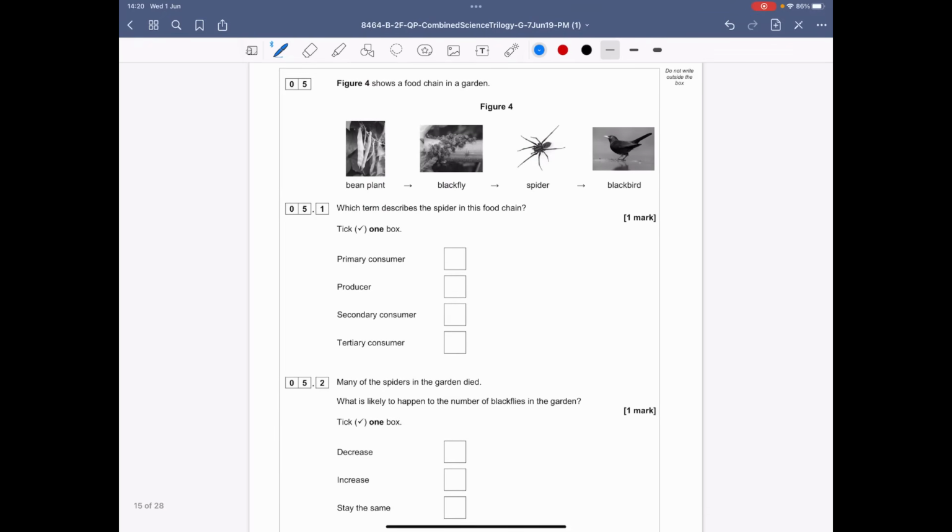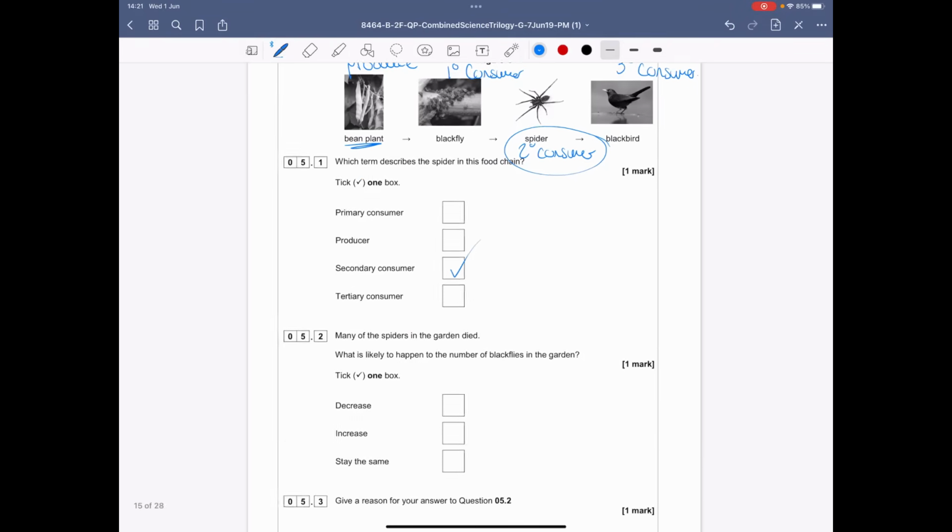Question 5 then. Figure 4 shows a food chain in a garden. Which term describes the spider in this food chain? Well, a food chain always starts with a plant, and we call that the producer, because they are producing the food. You then have the primary consumer, then the secondary consumer, and then the tertiary consumer. So what would the spider be? It is our secondary consumer. The primary eats the producer, the secondary eats the primary consumer, and the tertiary eats the secondary consumer.